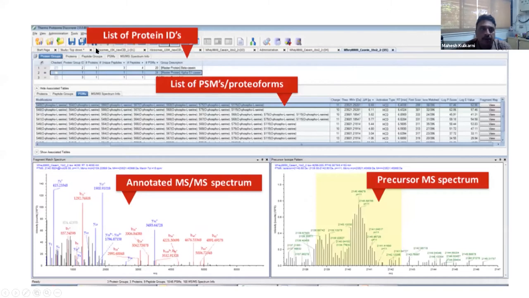This is the Proteome Discoverer software. You will get a list of protein IDs, as well as the peptide spectral matches and the peptide sequence details. You will also get MSMS of each peptide, as well as the precursor masses. As I said, in about 2 hours of LC-MS acquisition, you can identify about 3,000 to 5,000 proteins in some cases, with all details.